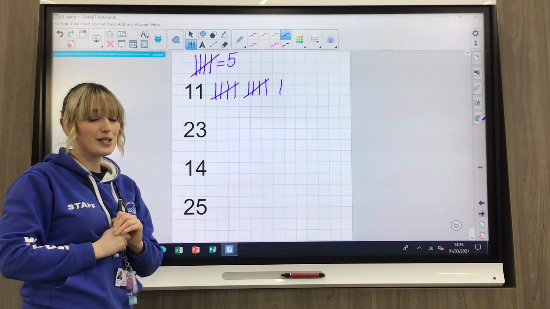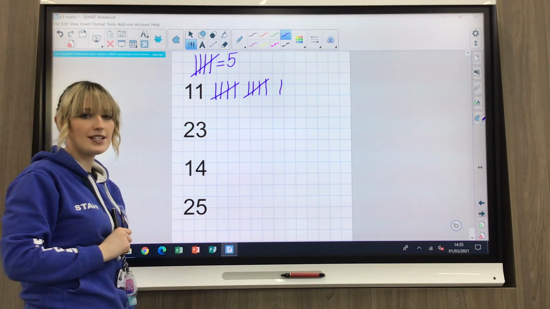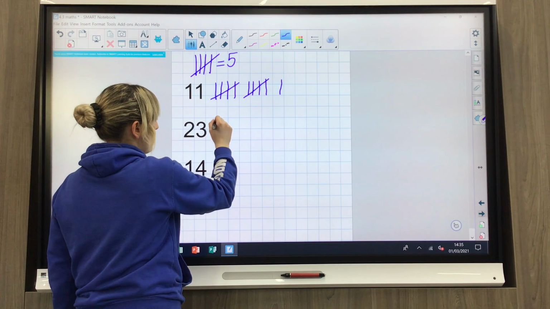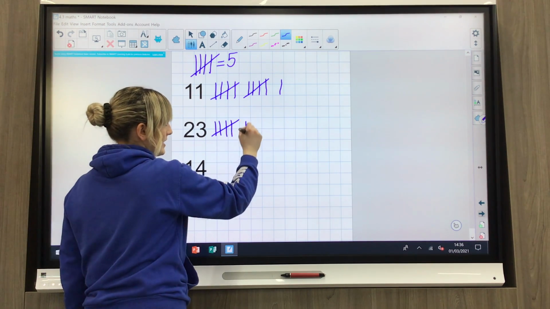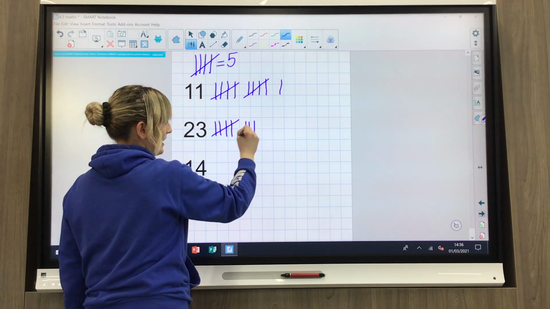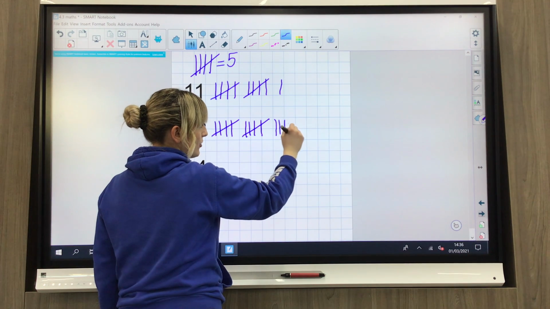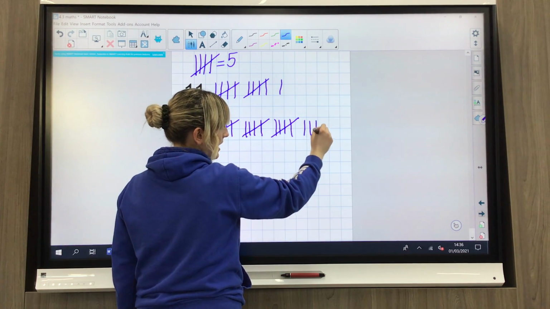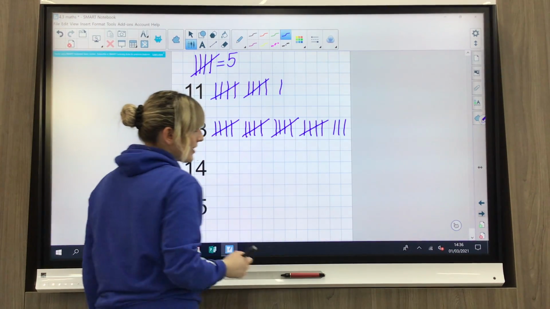Okay, you should have paused by now and you should have written the tally marks for those numbers. Let's go through the answers. So this is what yours should look like. 1, 2, 3, 4, 5. 6, 7, 8, 9, 10. 11, 12, 13, 14, 15, 16, 17, 18, 19, 20, 21, 22, 23.